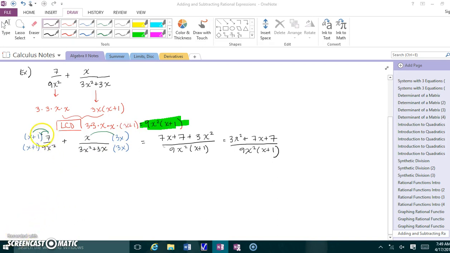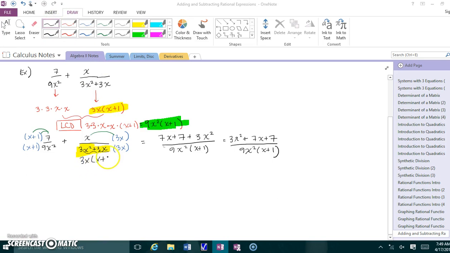What I did next is then I multiplied each denominator by what they would need to become the LCD. So this one is 9x squared already. It needs to be 9x squared times x plus 1. So you can see it's missing the x plus 1, top and bottom here. This one, it might be kind of hard to see what this is missing to become this. So I'm going to look at it in factored form. It's easier to see what it's missing then.